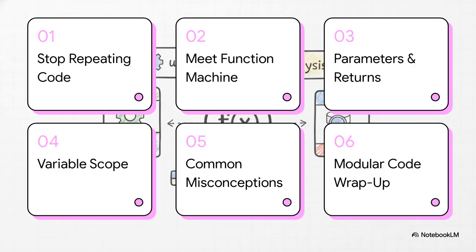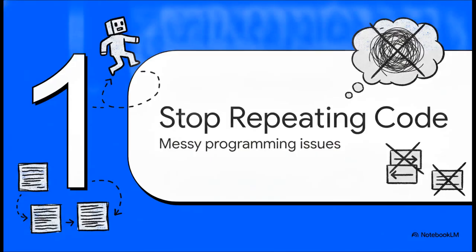All right, here's our roadmap for the explainer. We'll start with why you need to stop repeating code. Then meet the function machine. After that, we'll hit parameters and returns, variable scope, some common misconceptions, and finally, a wrap-up on modular code. Let's get to it. Section 1.